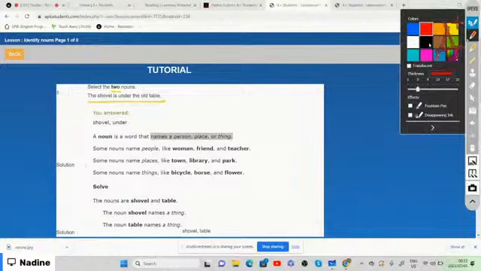The shovel is under the old table. Identify two nouns within the sentence. All right. If you said shovel as well as table, then that is correct, right? That is two nouns because those are naming things, right? So the noun shovel as well as the noun table, it identifies or names a thing, right?